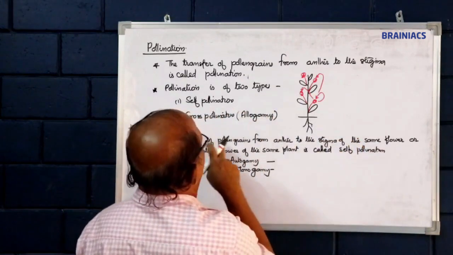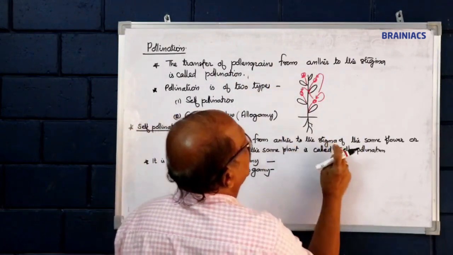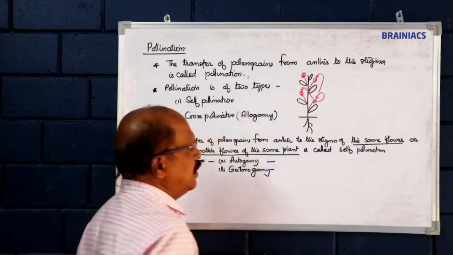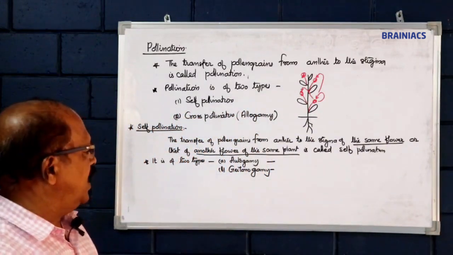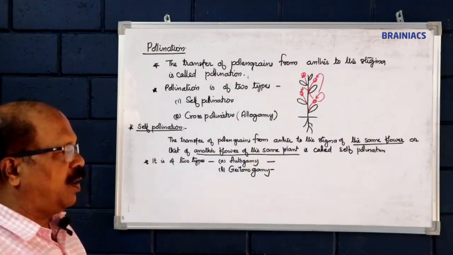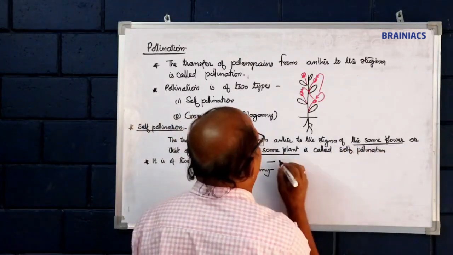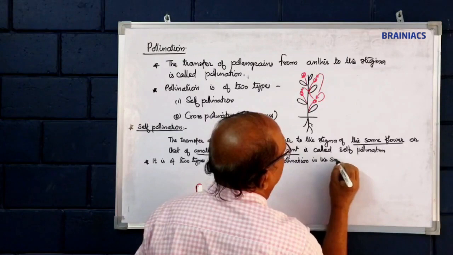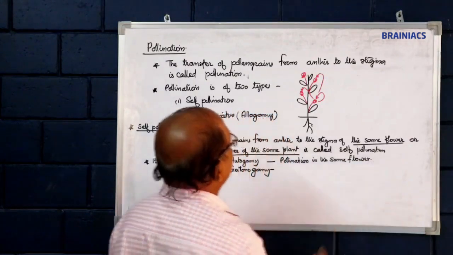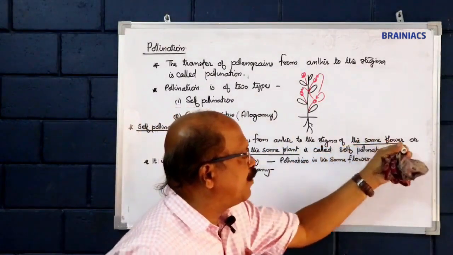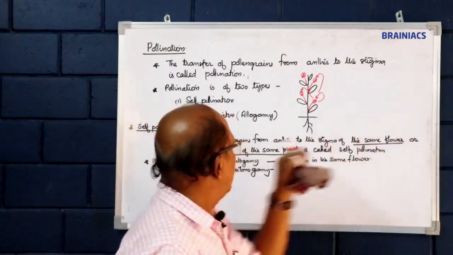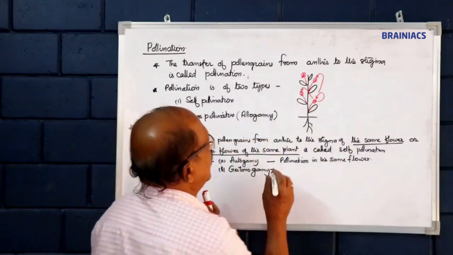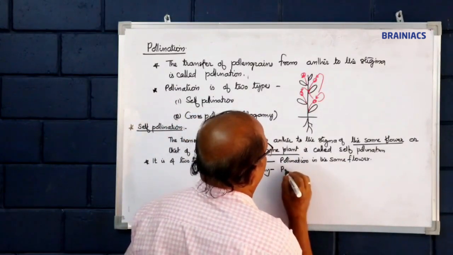Transfer of pollen grains from anther to the stigma is pollination. In the same flower or another flower of the same plant, these two constitute self-pollination. So here, self-pollination is of two types, autogamy and geitonogamy. Autogamy: pollination in the same flower, transfer of pollen grains from anther to the stigma of the same flower. Or transfer of pollen grains from anther to the stigma of another flower of the same plant is called geitonogamy.